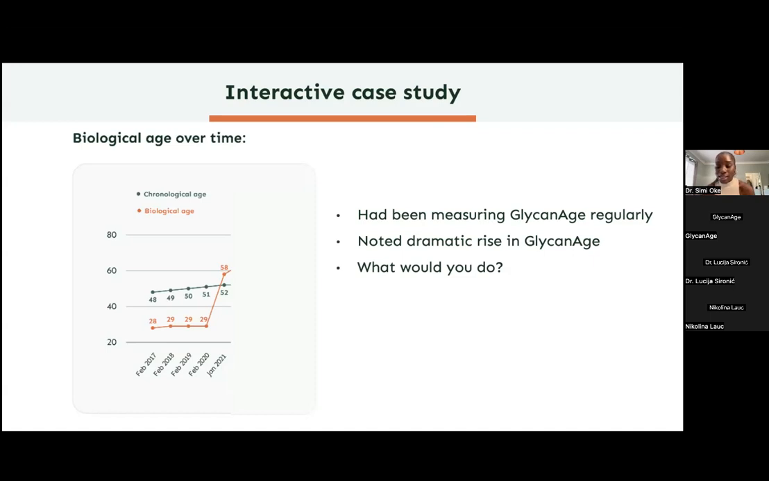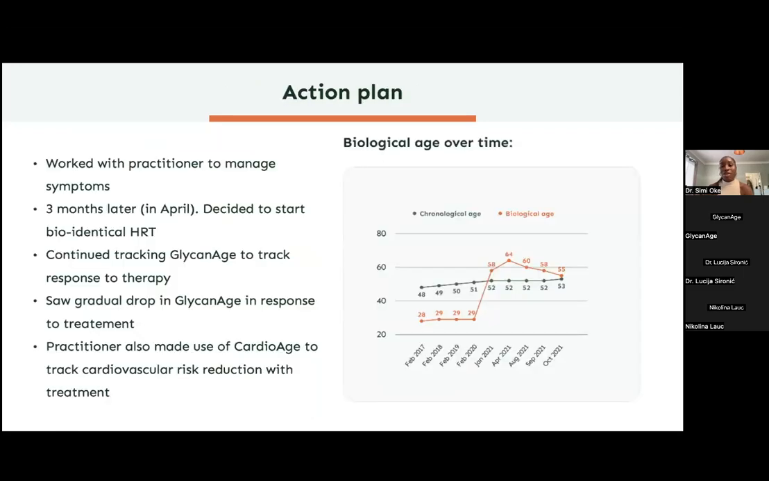But in this patient in particular, the impression was perimenopause, given the age and also some of the symptoms being quite general that she was experiencing. The action plan was to work with a practitioner to manage the symptoms, but 3 months later she made a decision to start bioidentical HRT, and continued tracking the GlycanAge in response to therapy. As you can see, in April 2020, you do see that initial drop again in response to treatment.